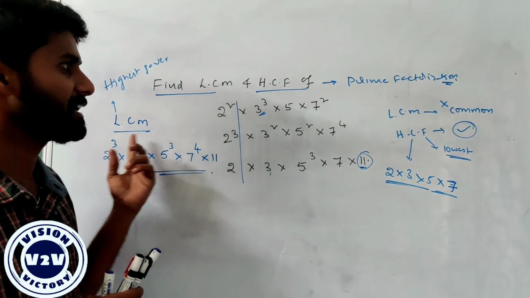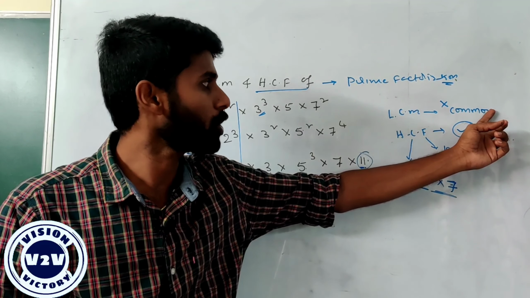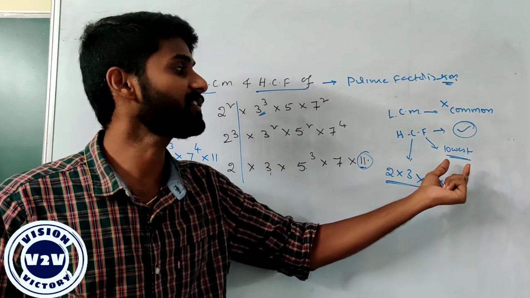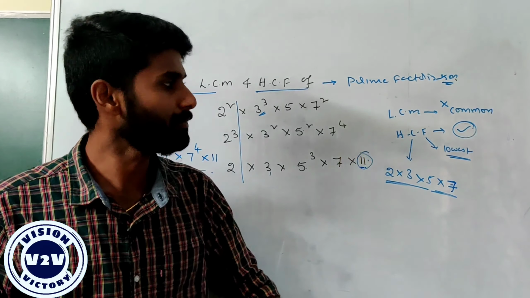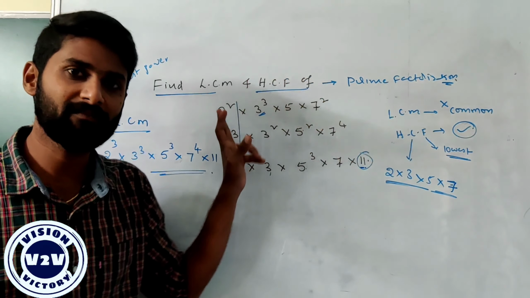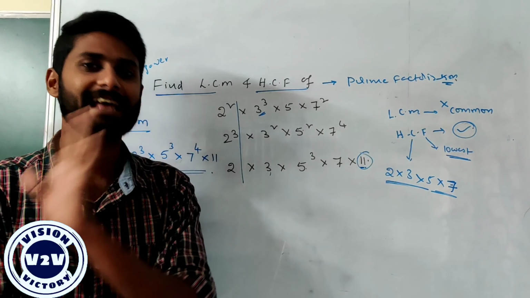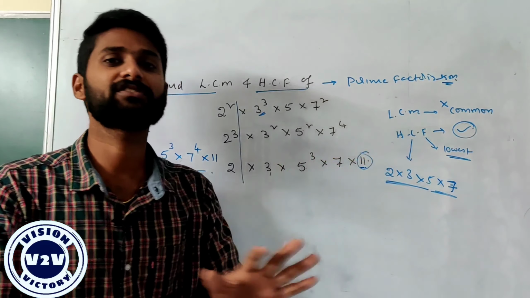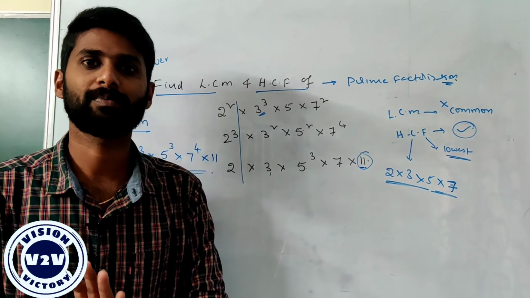If it is LCM, we do not require any common number. If it is HCF, definitely we require a common number. So LCM in prime factorization, you consider the highest power. If it is HCF, you just consider the lowest power.